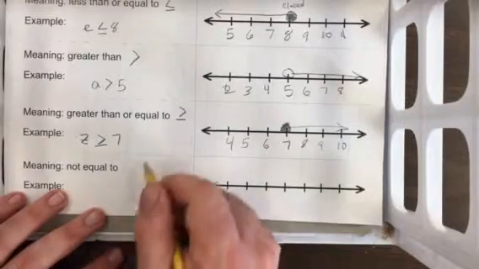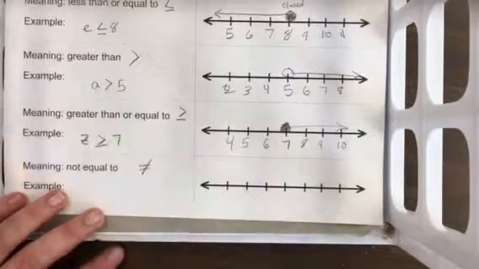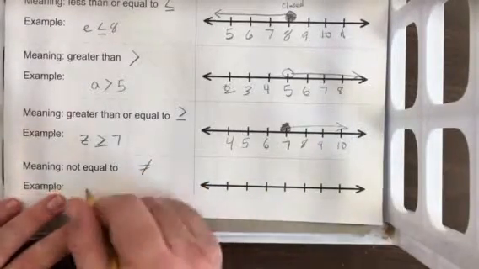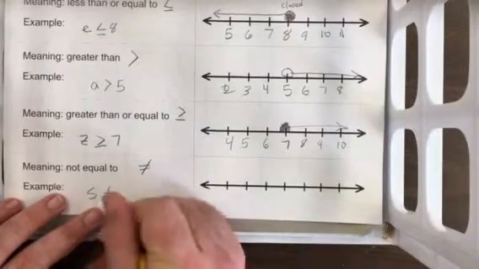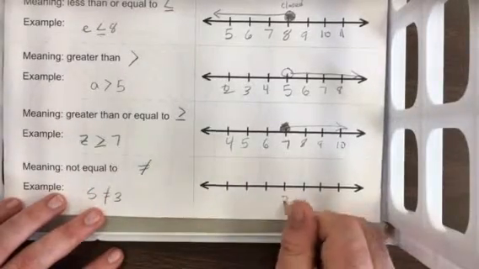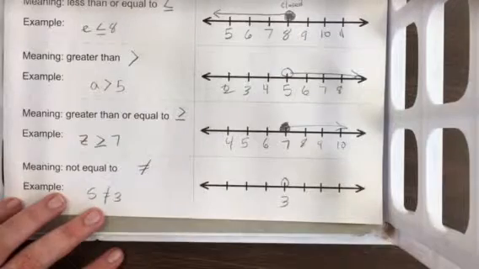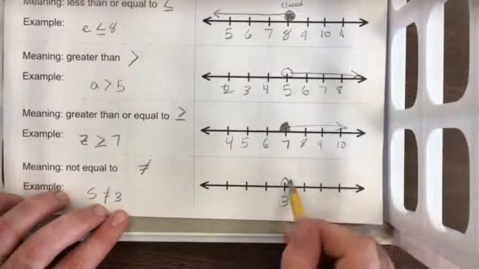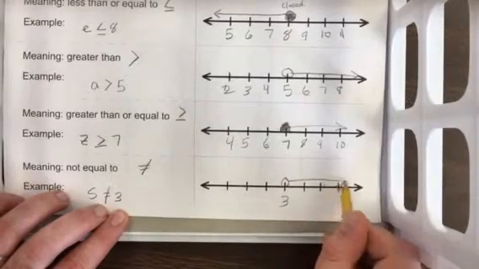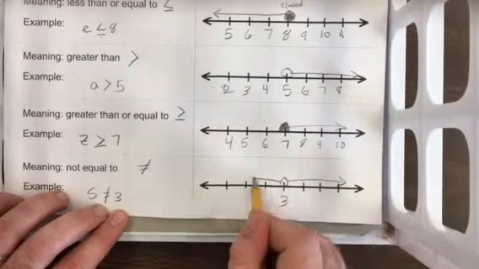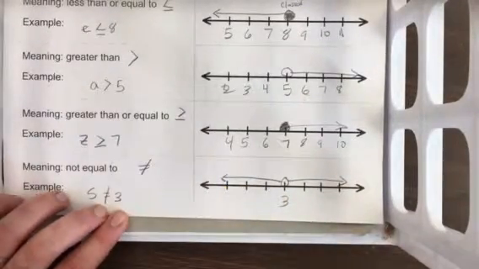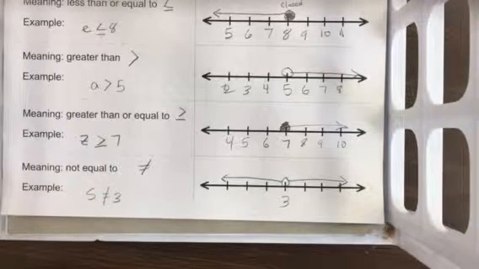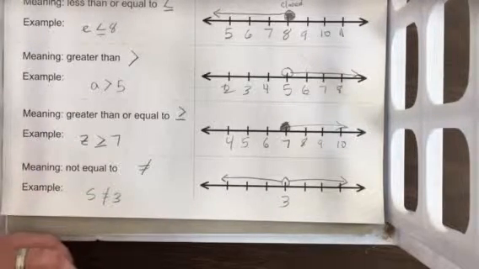Not equal to would look like this. Just an equal sign with a line through it. So let's say S was not equal to 3. Well, I'll start with 3 in the middle. I'll put my circle. I keep the circle open, because it means it's not 3, but this time I'm going to draw arrows going in both directions because I know S can be anything but 3. So that would be S is not equal to 3. And that is how you graph inequalities.